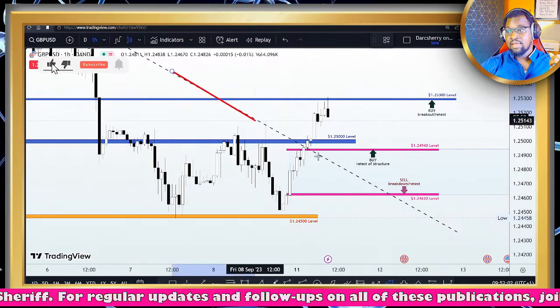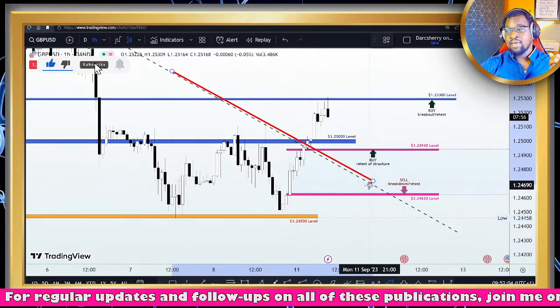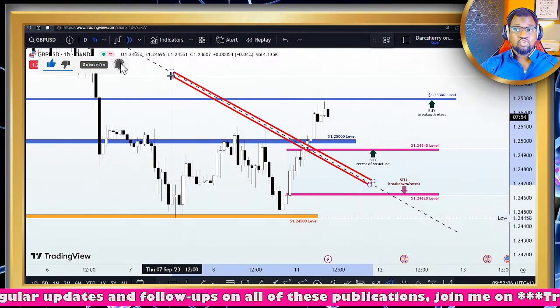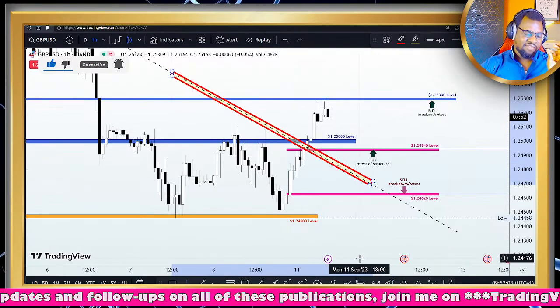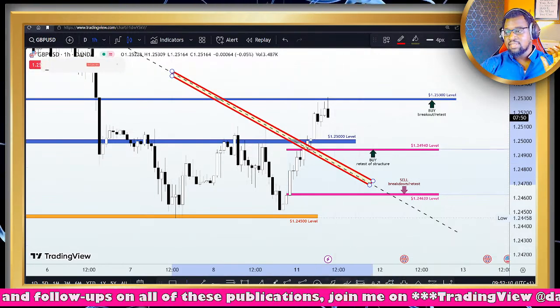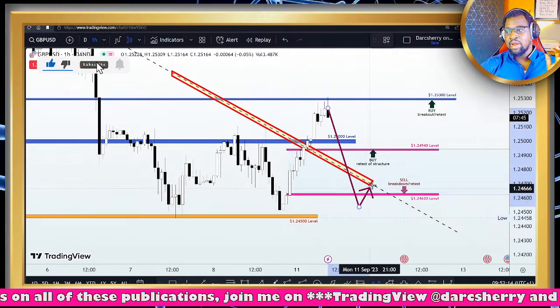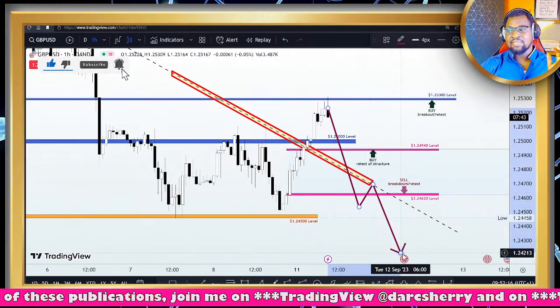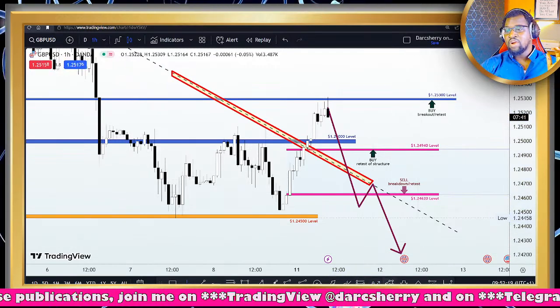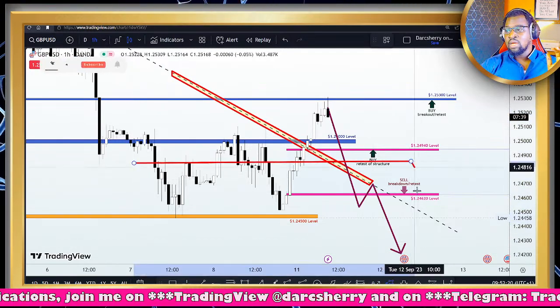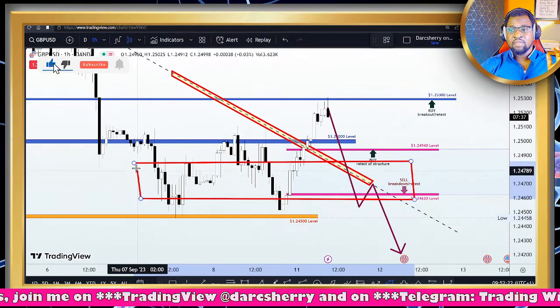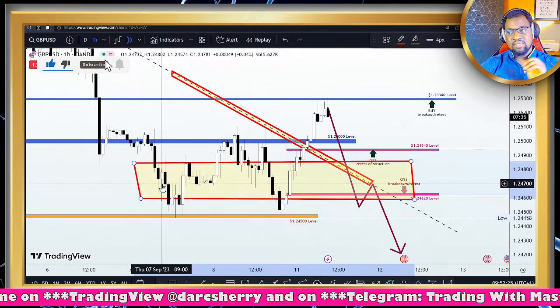Let me highlight that again. So this is the descending trend line. I would like to see price drop back below this descending trend line for me to start considering selling this asset at this point. So I would look at something like this, breakdown retest, before I can start considering selling. But if price remains above the zone, it's still very promising for buyers in this market.